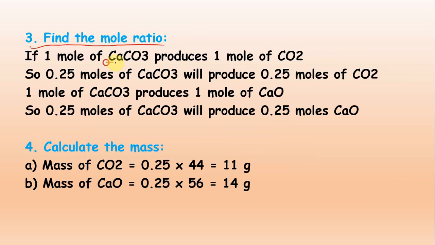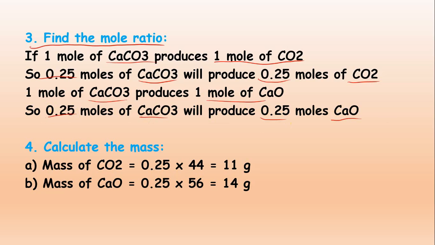If 1 mole of calcium carbonate produces 1 mole of CO2, and we have calculated 0.25 moles of calcium carbonate, then definitely it will also produce 0.25 moles of CO2. Similarly, if 1 mole of calcium carbonate produces 1 mole of calcium oxide, then 0.25 moles of calcium carbonate will also produce 0.25 moles of calcium oxide, because their mole ratio is the same, that is 1:1. Now we have calculated the number of moles through the mole ratio, step number 3.